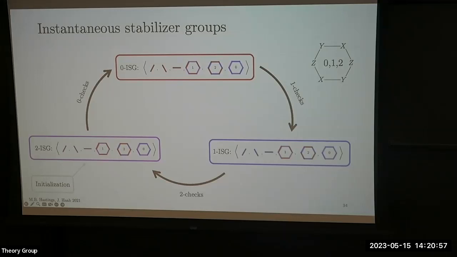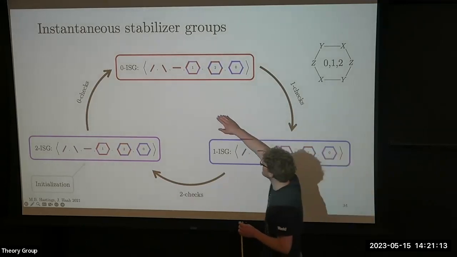Sorry, one more question. Yeah. You said that you could infer the value of that from looking at the checks. So can you say again how you would get the value of the hexagon operator from the checks? Because the checks don't commute with each other, right? Yeah. So this is somewhat complicated. Oh, it's not that complicated.